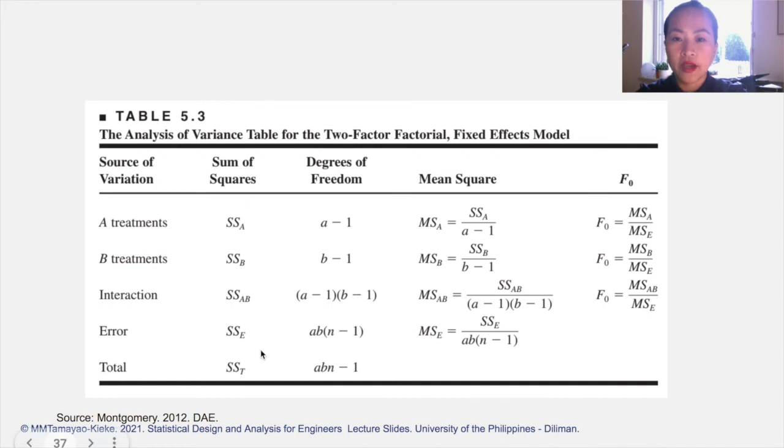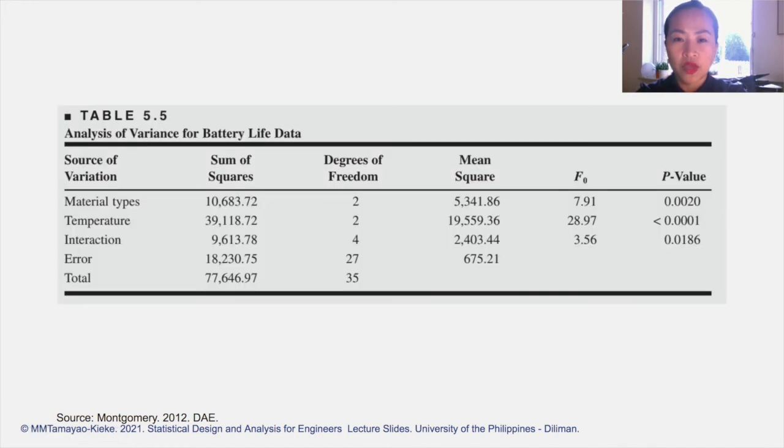Then degrees of freedom. We know that degree of freedom for material type is A minus 1, where A here in our example is 3. So 3 minus 1, 2. Same with temperature. We have 3 levels of temperature, so 3 minus 1, 2. For interaction, the degree of freedom is A minus 1 times B minus 1. So that would be 2 times 2, 4.